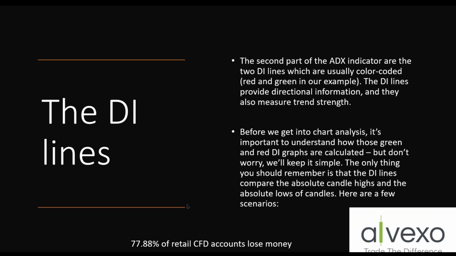So the second part of the ADX indicator are the DI lines, which are usually color coded, the green and the red in our example. The DI lines provide directional information, and they also measure trend strength. Now, it's important to understand how those green and red DI graphs are calculated, but don't worry, we'll keep it simple. The only thing you should remember is that the DI lines compare the absolute candle highs and absolute candle lows.